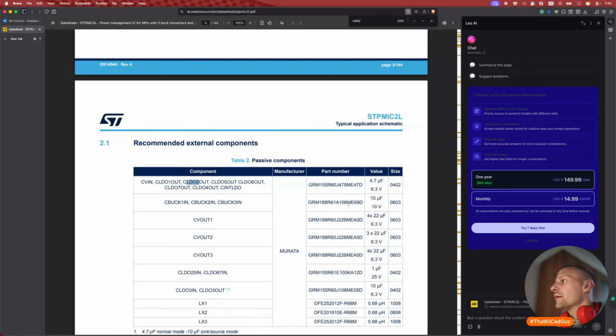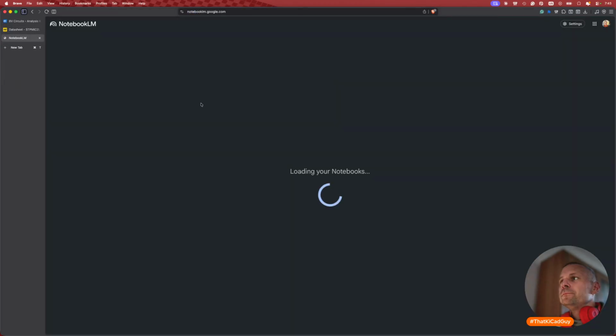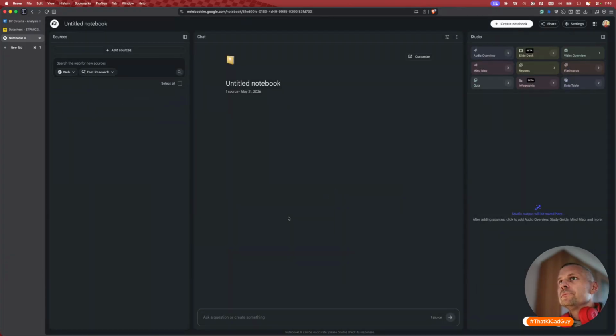Okay, let's try this. Okay, so Leo AI is not free anymore. Never mind. Let's use Notebook LM. It will index the PDF in a second. Faster. It's not so long. Come on.